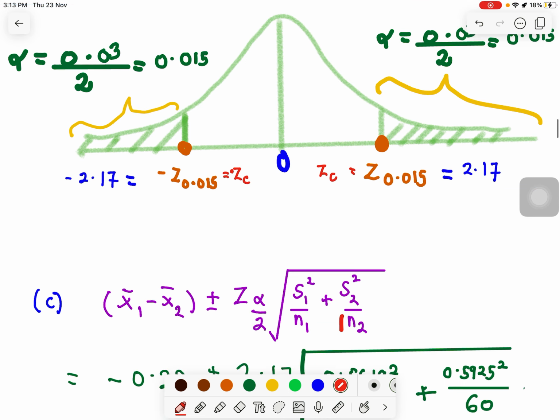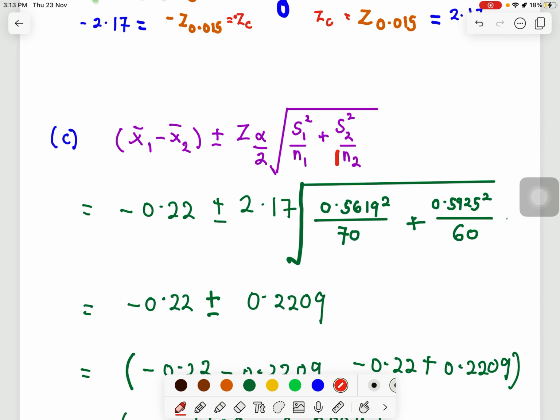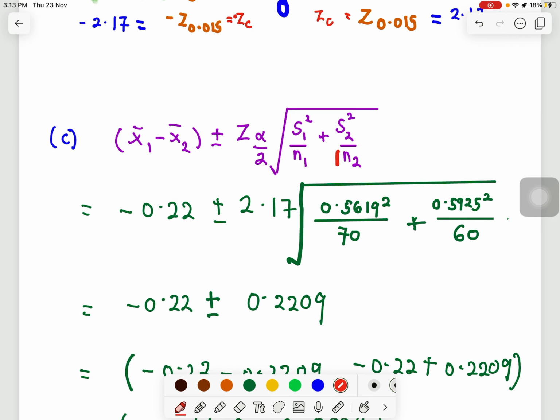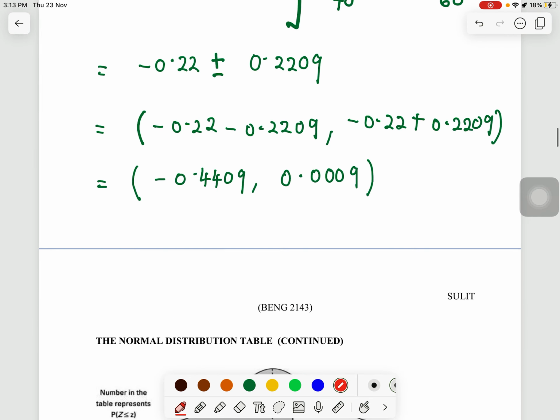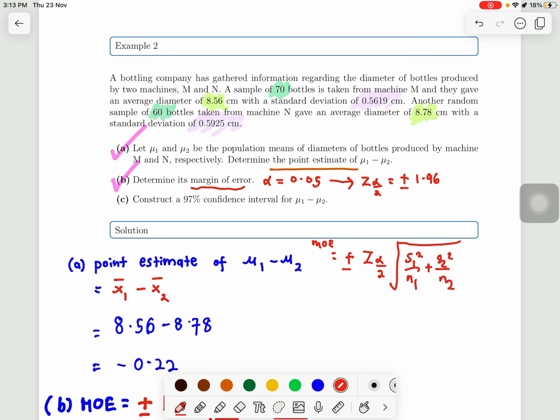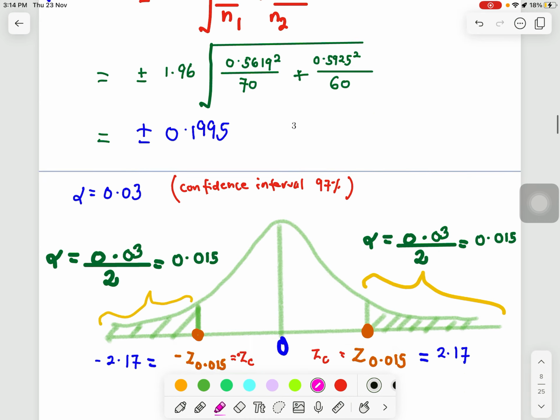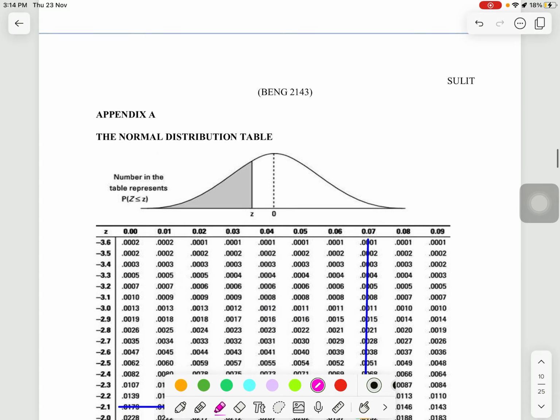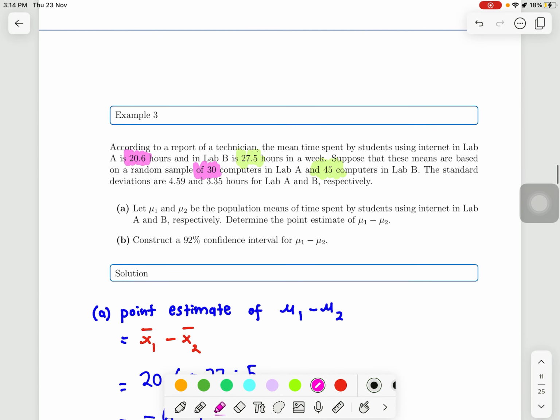Alright, so follow the same procedure to get the interval, and that's the answer for the 97% confidence interval. Right? So we complete A, B, and C. Alhamdulillah for example 2. Okay, let's continue for example 3.